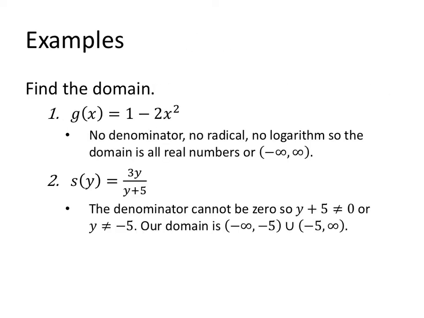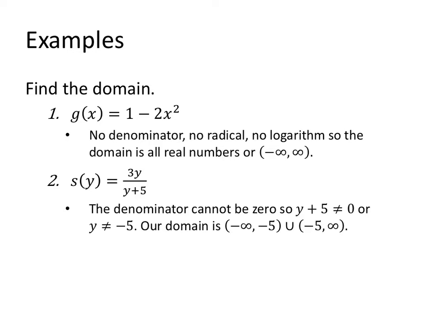So if we find the domain, g of x equals 1 minus 2x squared, I look for denominators, radicals, and logarithms. None of them appear, so the domain is all real numbers. Don't make it more complicated than that.